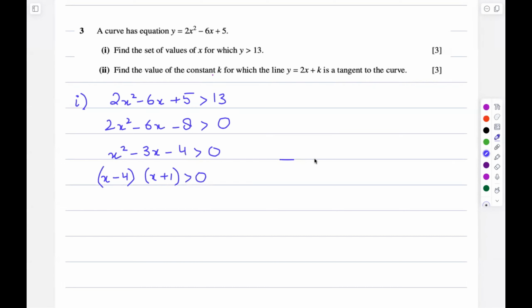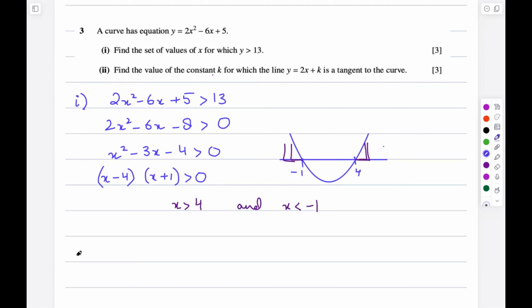Now to give the correct inequality sign, we can make a quadratic curve. So this point will be x equals 4 and this point will be x equals minus 1. As this has to be greater than 0, we will have to move toward the right from x equals 4 and toward the left from x equals minus 1 to have a value of y which is greater than 0. So x will be greater than 4 and x will be less than minus 1.